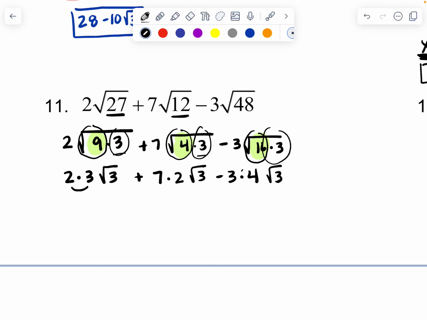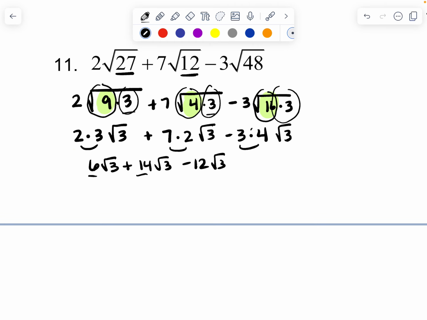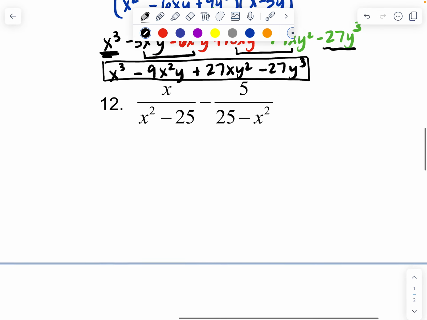So let's do this. 2 times 3 is 6, rad 3, plus 7 times 2 is 14, rad 3. And then 3 times 4 is 12 rad 3. Now that they're all rad 3s, I can actually combine them. 6 plus 14 is 20. 20 minus 12 is 8. And it's going to be an 8 rad 3. Okay? All right, number 12.